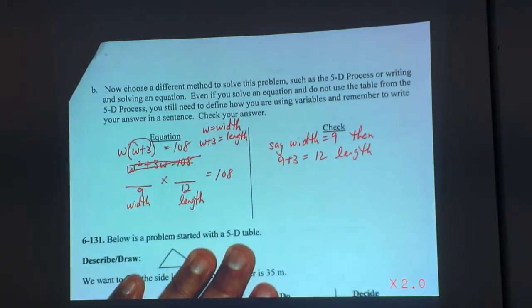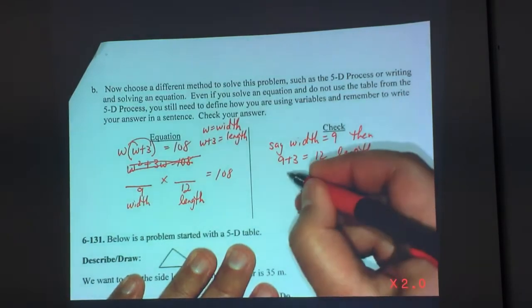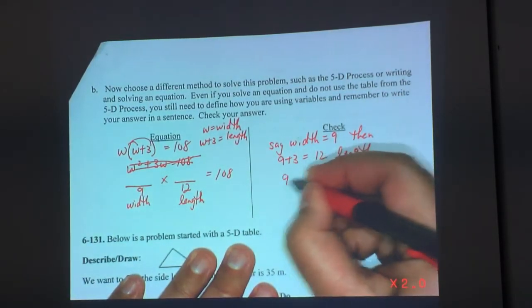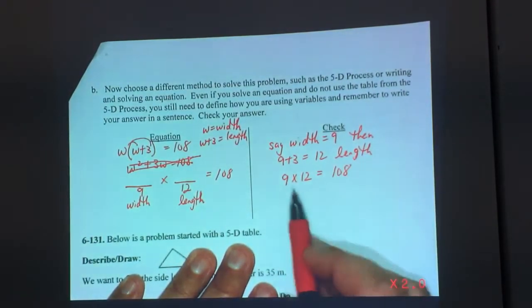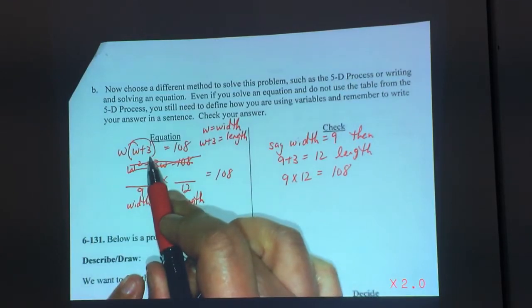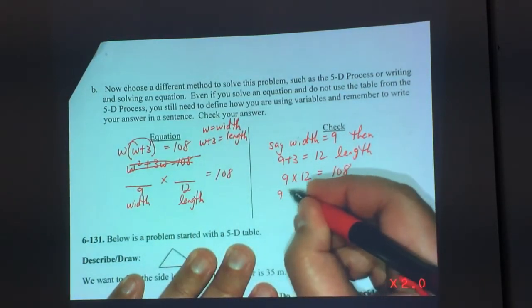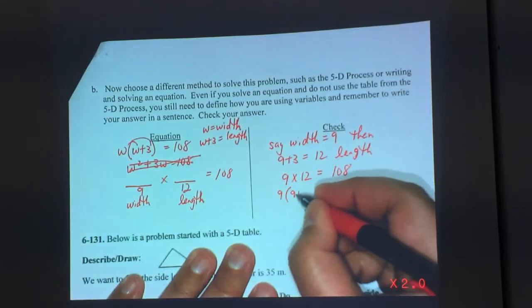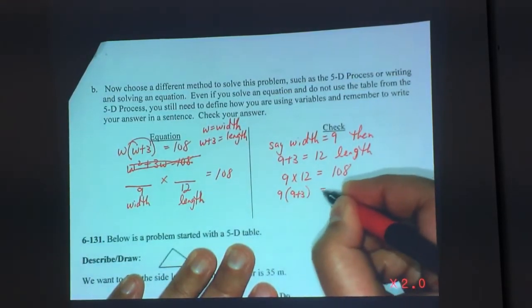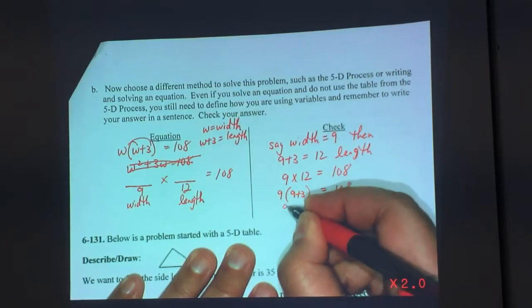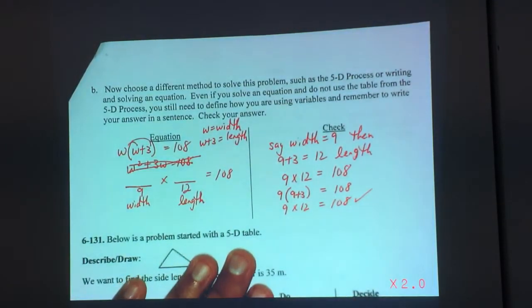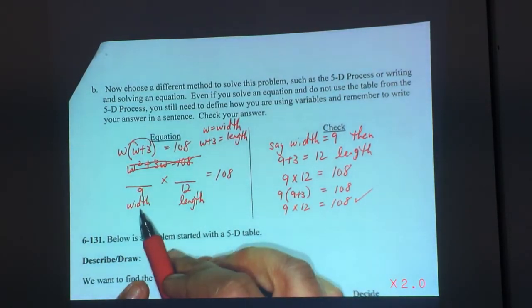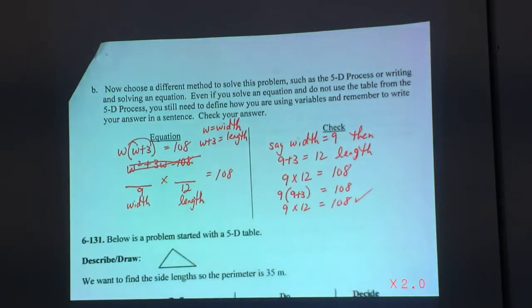Can you read my writing? Yeah, that's G. 9 times 12 equals 108. If I put these numbers back over here, then I would have 9 for W. 9 plus 3 equals 12, so this is 9 again times 12 equals 108. Check, check. Okay. So my answers are the width is 9, and the length is 12.